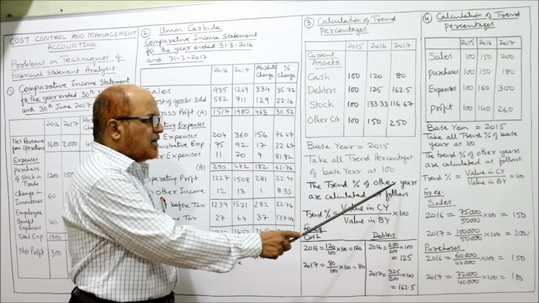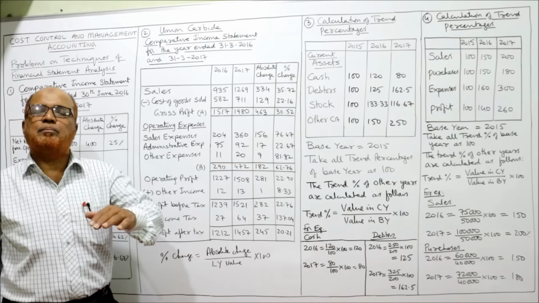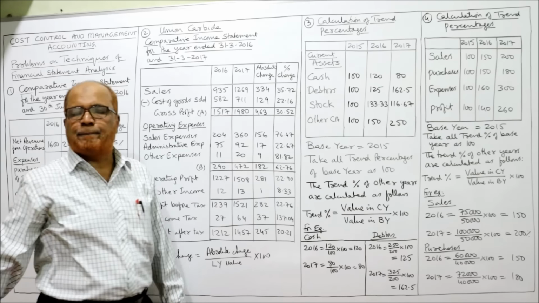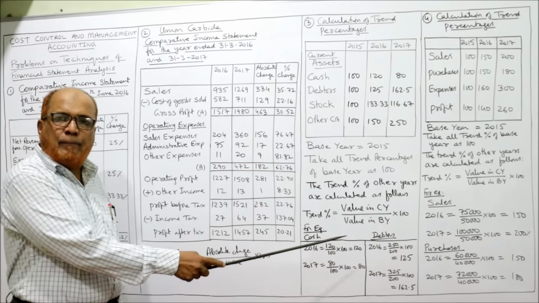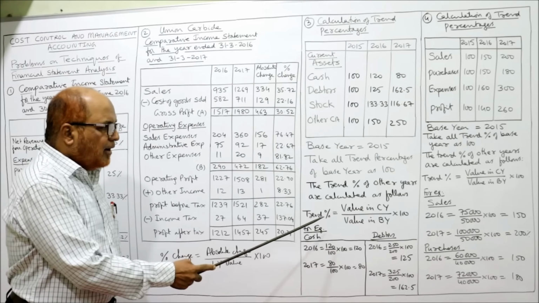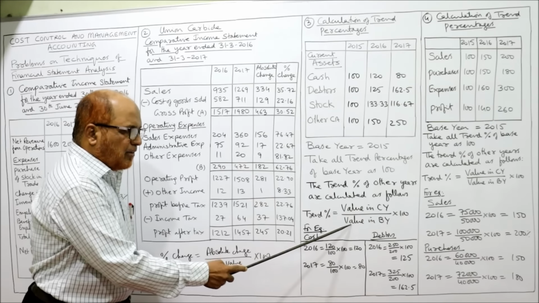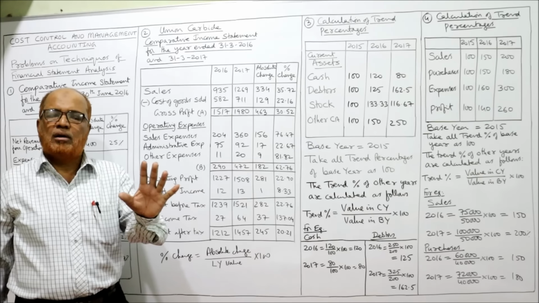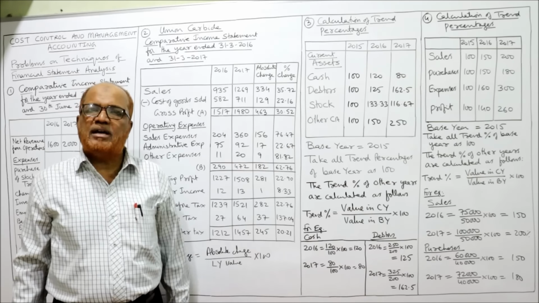Secondly, the trend percentages of other years are calculated as follows. Now we want the trend percentages of other years. Other years means 16 and 17. So how to calculate the trend value of 16 and 17? Apply this formula: trend percentage is equal to value in current year divided by value in base year into 100. That's all.